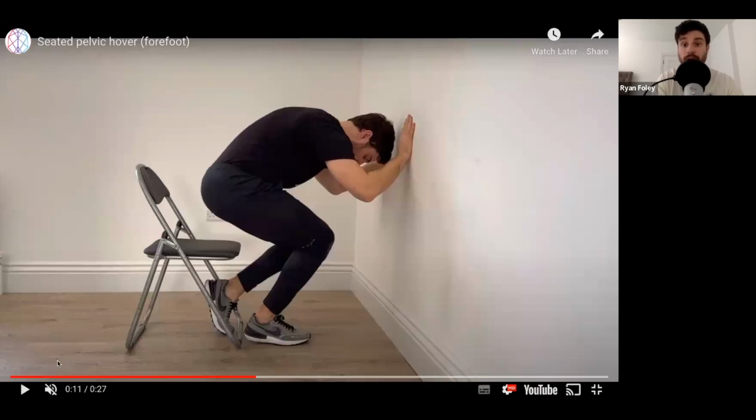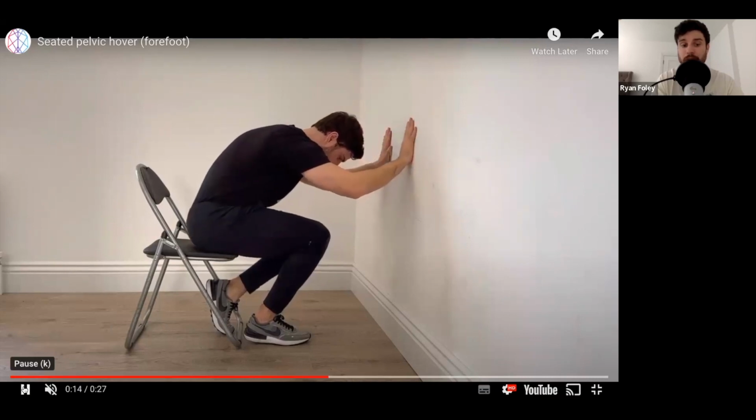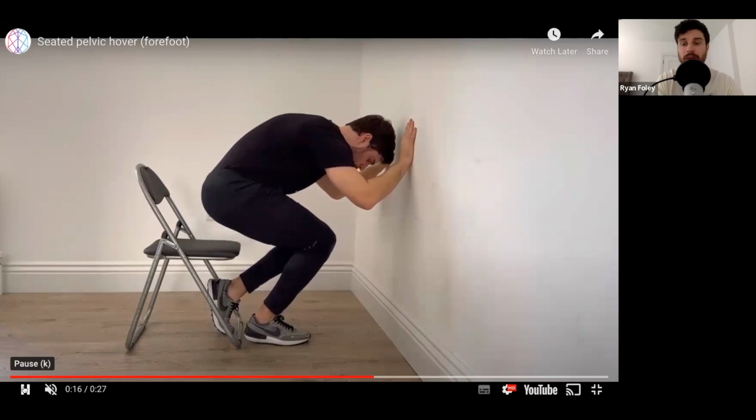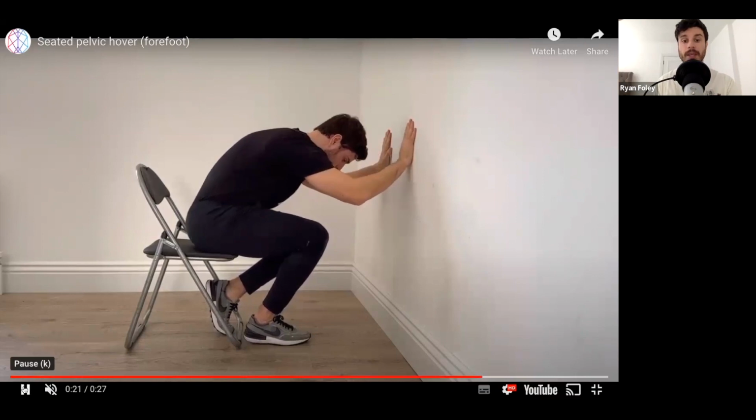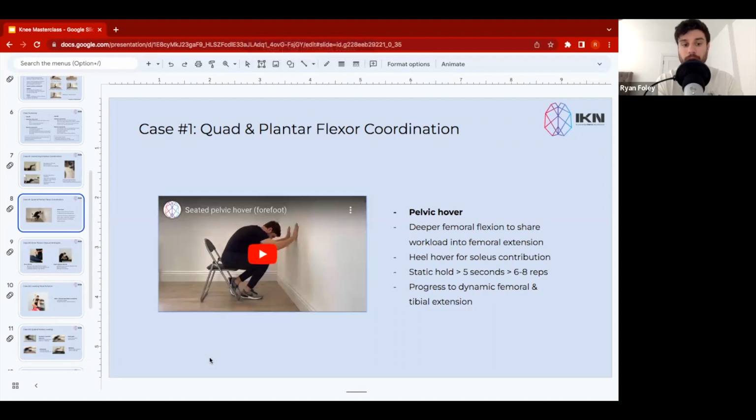Early on during the force production, we want to keep that tibia flexed and maintain that position. That's why we just do a pelvic hover and we don't go through a bigger dynamic movement through the femur and the tibia, okay? Especially in those clients that really struggle to handle those forces through the distal quadriceps, which you'll see in the next case. But remember, the key thing here is that we're not necessarily trying to build a better distal quadriceps. We're trying to challenge the coordination of ankle extension and knee extension with some hip extension as well.